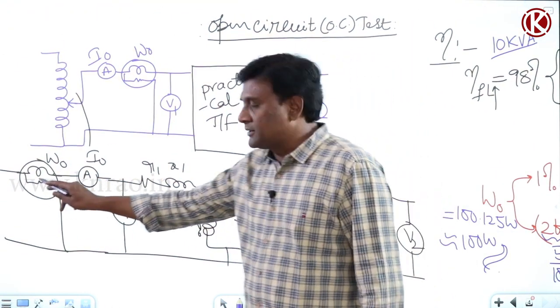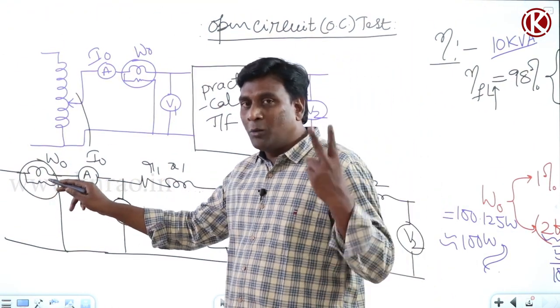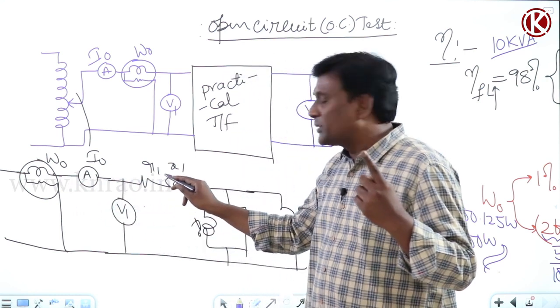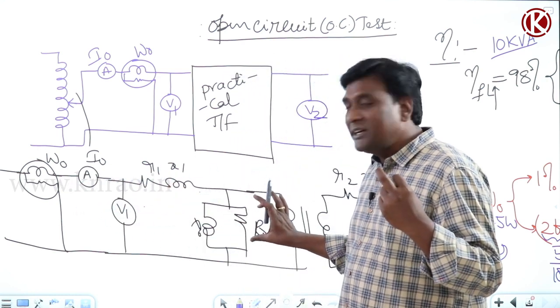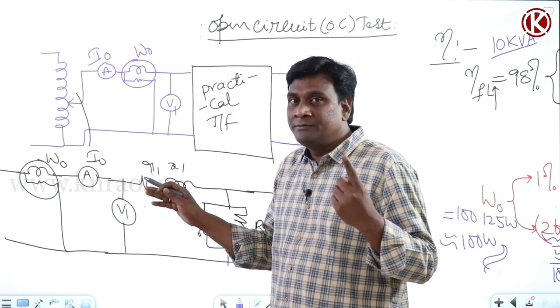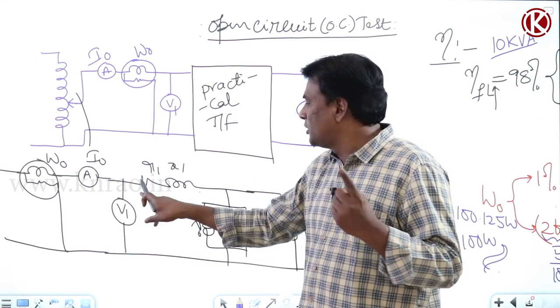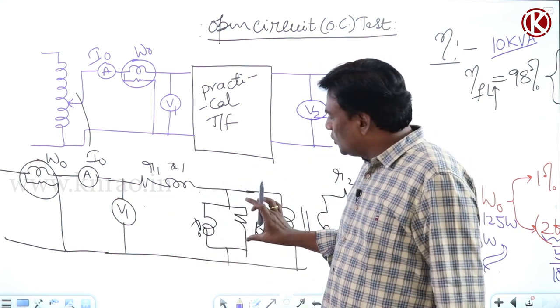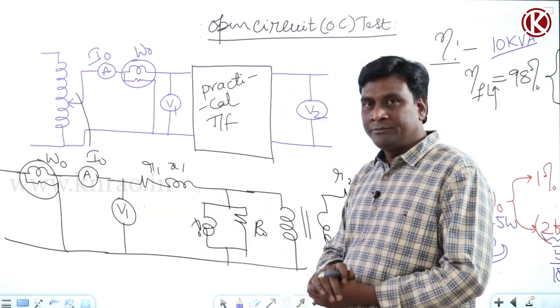In the wattmeter reading, two components will be there. One component is primary winding copper loss, the second component is core loss. The primary winding copper loss can be neglected because its magnitude is negligible compared to rated core loss. So I can move the shunt branch from here to here.